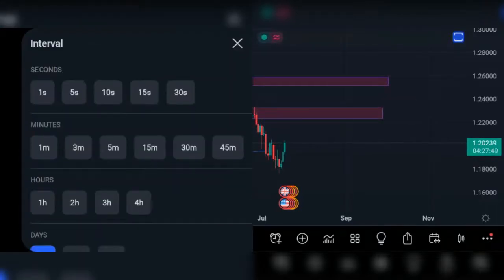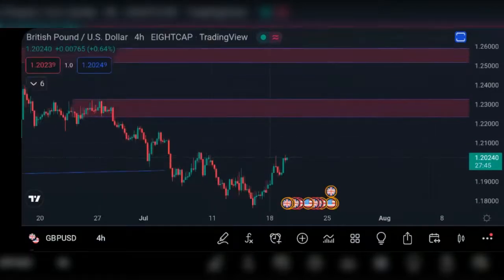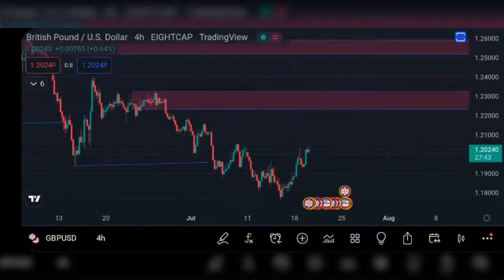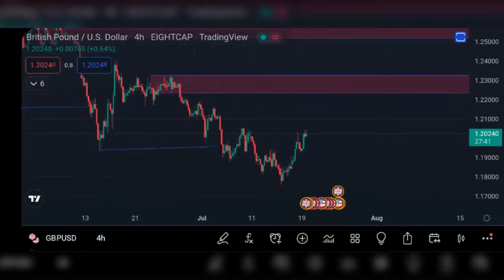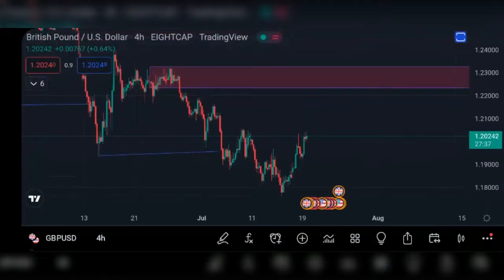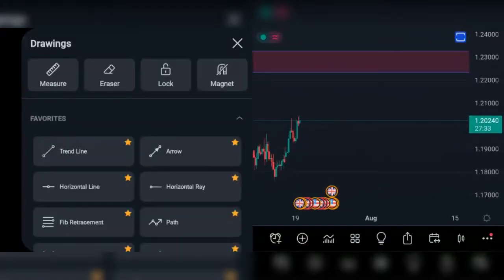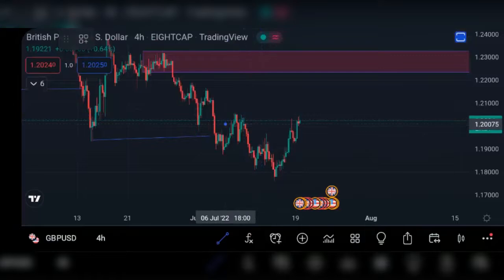Now let's see the 4-hour time frame. Now on the 4-hour time frame, GBPUSD is still what? Bearish. It's still bearish. On the 4-hour time frame, we can also see multiple breaks of structure. There's a break of structure here, which actually ends this order block here. We can also see a break of structure here.